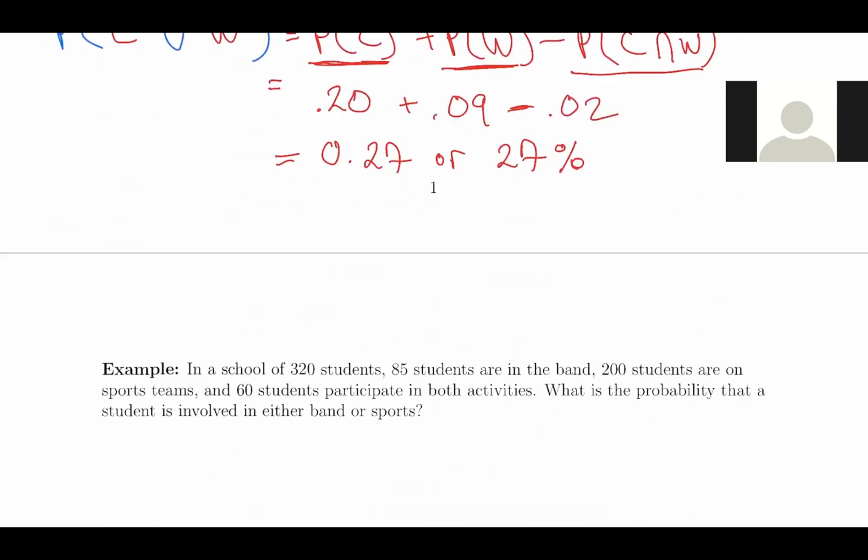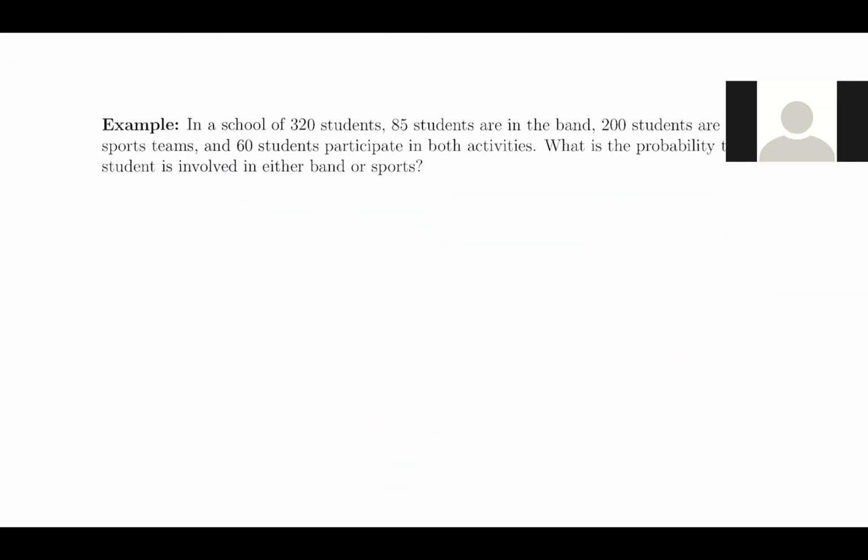All right, so let's scroll on down to the next problem. For the first problem I gave you, they gave you percentages. In this next problem, they're not going to give us a percentage, but the actual number of people that fall into each category. So let's read this problem. In a school of 320 students, 85 students are in band, 200 students are on a sports team, and 60 students participate in both activities. What is the probability that a student is involved in either band or sports? Once again, there's your keyword or.